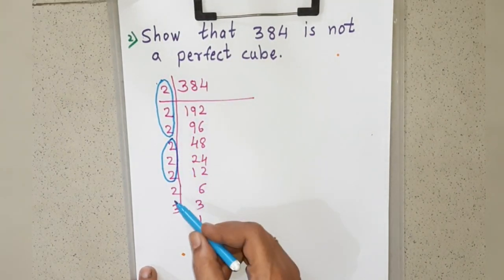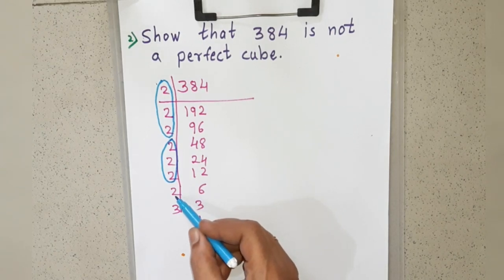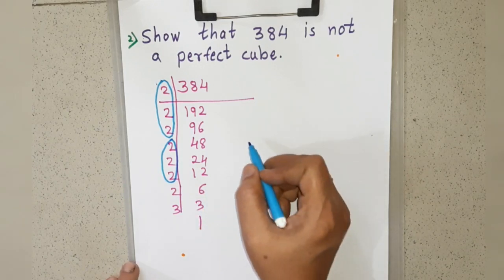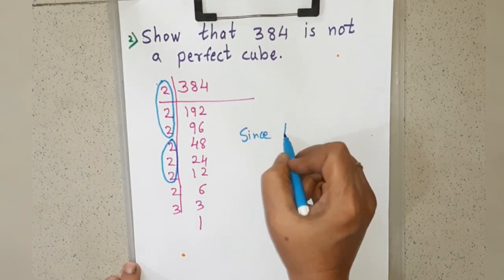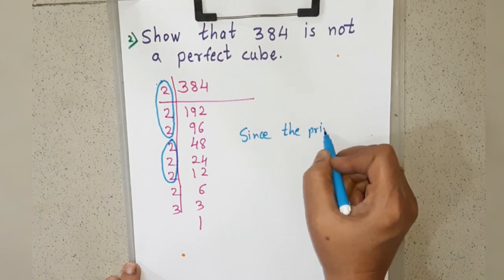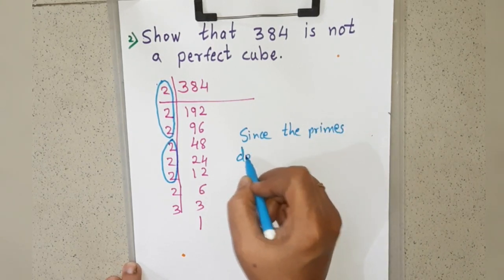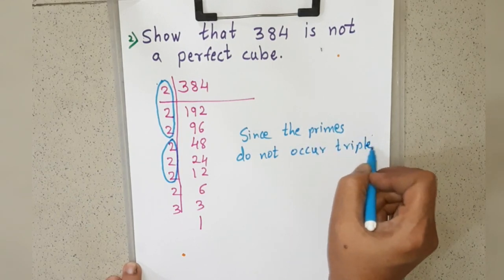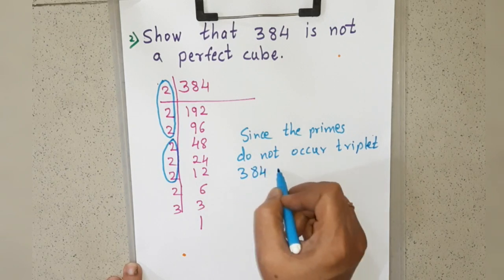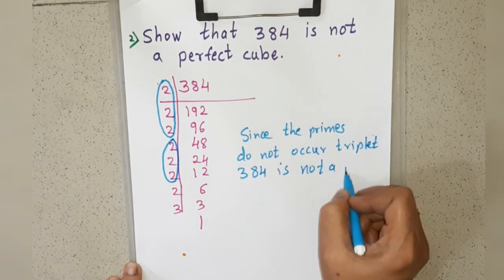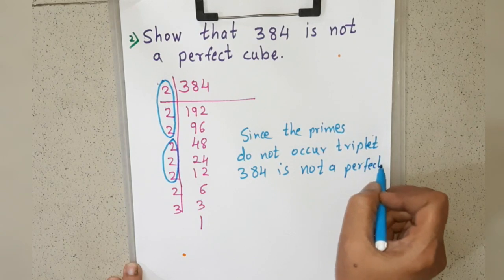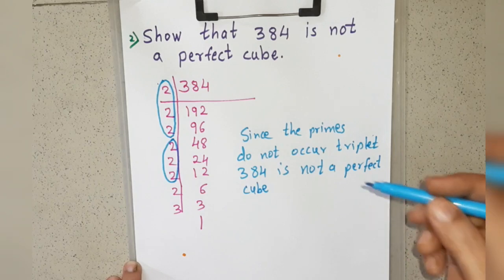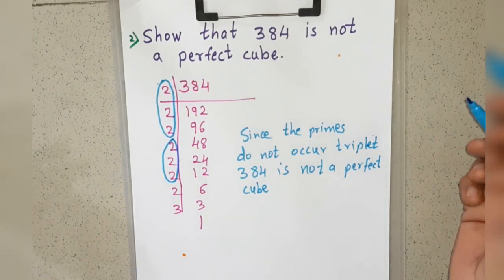But this 2 and this 3 need 2 more 2s and 2 more 3s to form a triplet. So this is why we can say that since the primes do not occur in triplets, 384 is not a perfect cube. Got it, children? So to decide whether it is a perfect cube, we have to find the prime factorization.